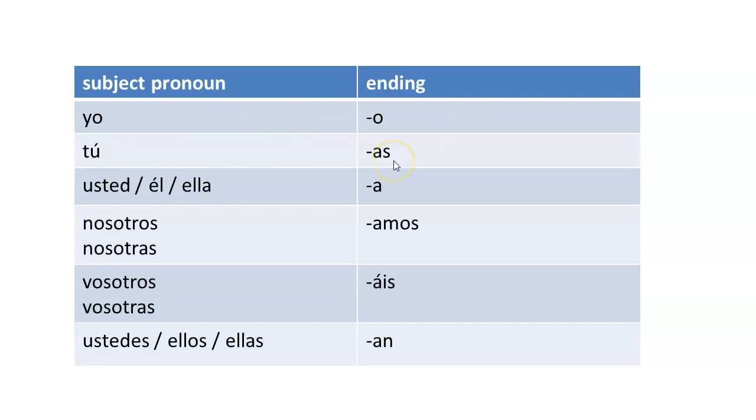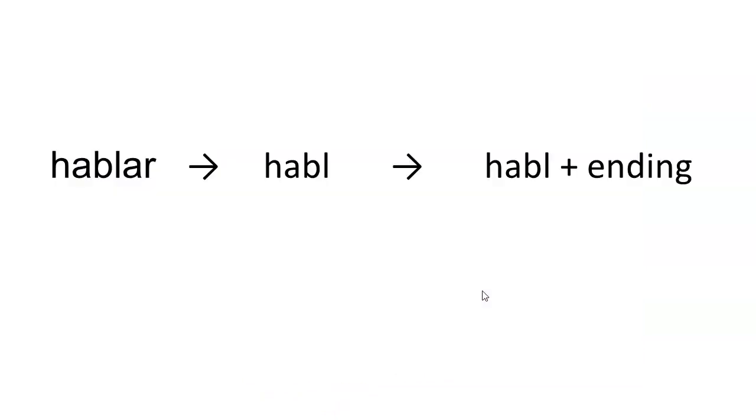Tú, hablar, remove the AR and replace it with AS. Tú hablas, you speak. And so forth and so on. So, usted habla, you speak. Él habla, he speaks. Ella habla. Nosotros hablamos, we speak. Vosotros habláis, you speak or y'all speak. Ustedes hablan, you speak. Ellos hablan, they speak. Ellas hablan. Okay? So that's the basics of the conjugation.